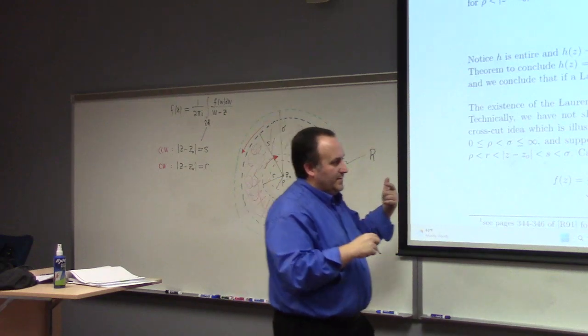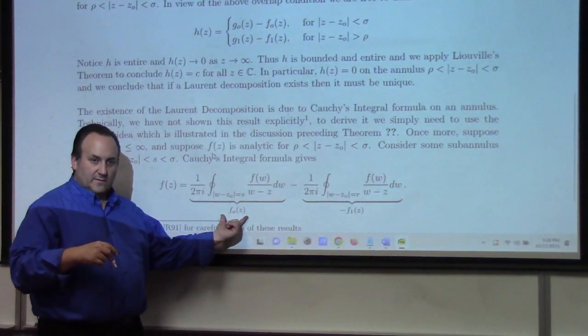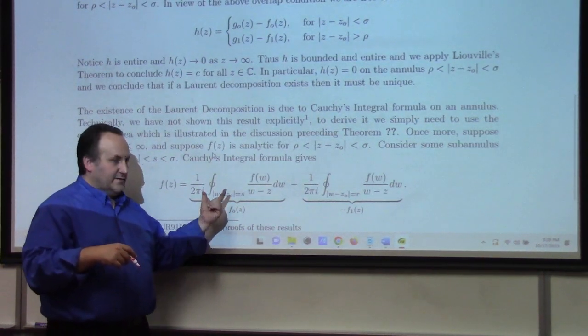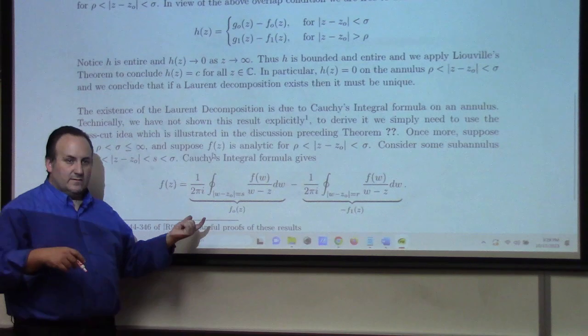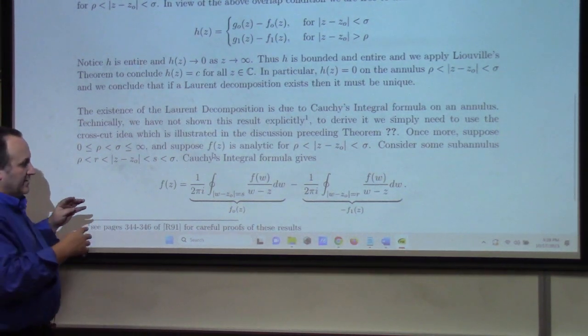And then the claim is that this is the f0. And how did f0 have to behave? It had to be analytic where? Inside the what?